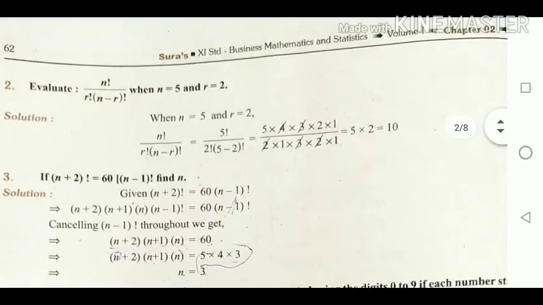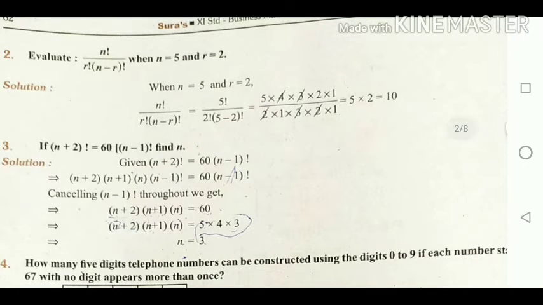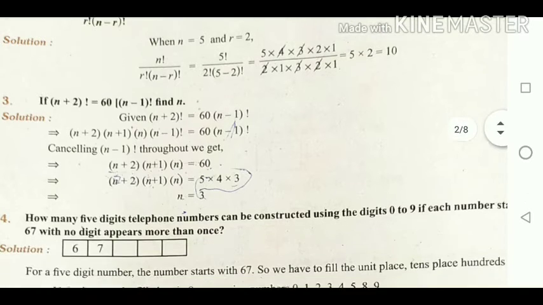In the second question, n factorial divided by r factorial into n minus r factorial, when n equals 5 and r equals 2: substitute these values into n factorial, r factorial, and n minus r factorial. After that, write the factors. 5 factorial is nothing but 1, 2, 3, 4, 5. And 2 factorial is 1 into 2. And 3 factorial is 1 into 2 into 3. After cancelling, we get 10. The answer for the second sum is 10.